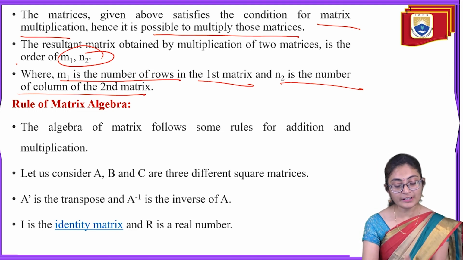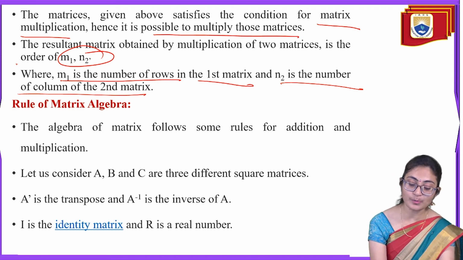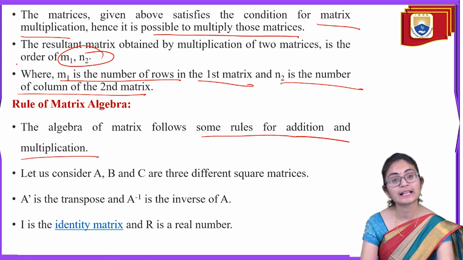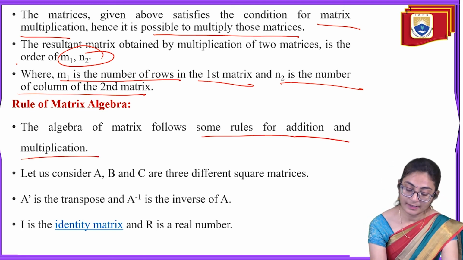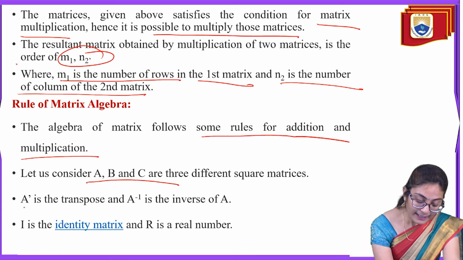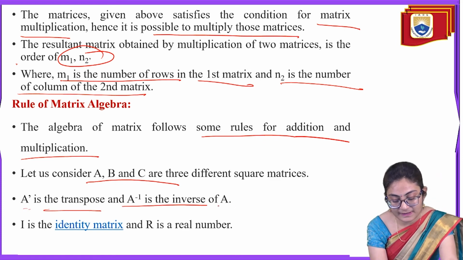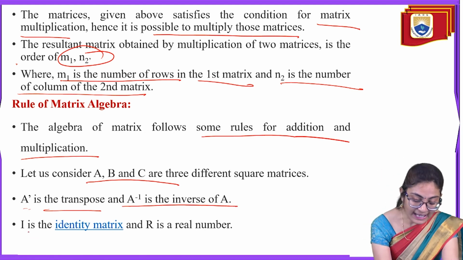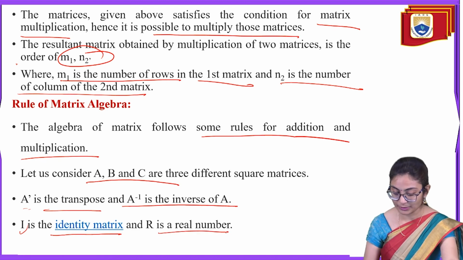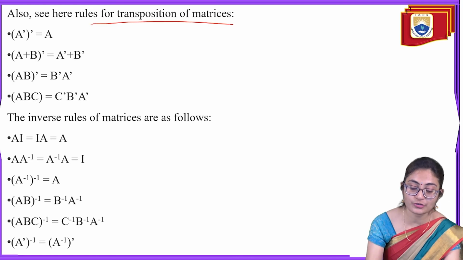And for this purpose, you have to know some rules of matrix algebra. The algebra of matrices follows some rules for addition and multiplication. Let's consider three square matrices A, B, C. A transpose is the transpose and A inverse is the inverse of A. And I is the identity matrix and R is a real number.